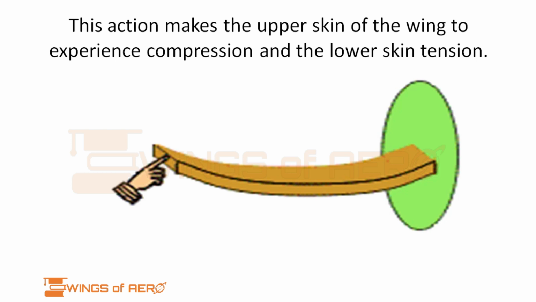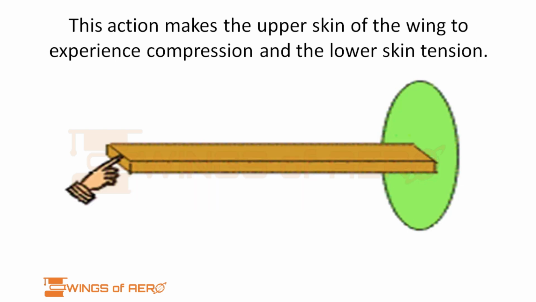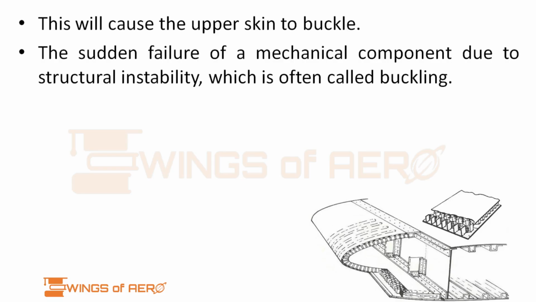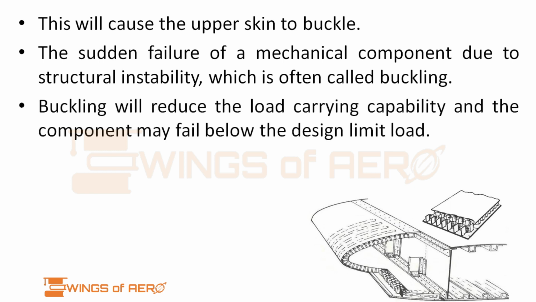So here in this case, what is happening? The upper surface is getting compression and the lower surface is undergoing tension. Due to this, you can see the skin surface is forming a wrinkling over the upper surface. This causes a phenomenon called buckling: the sudden failure of a material component due to structural instability, which is often called buckling.